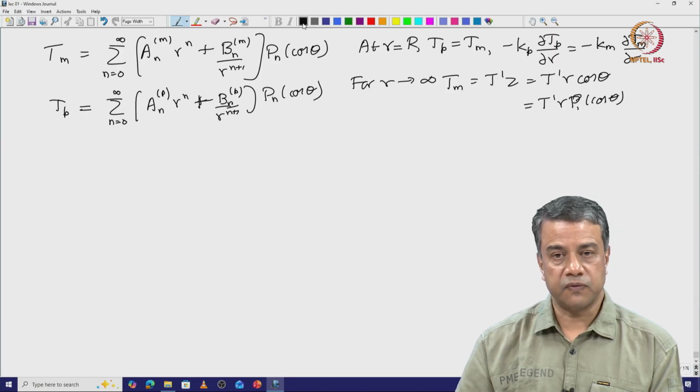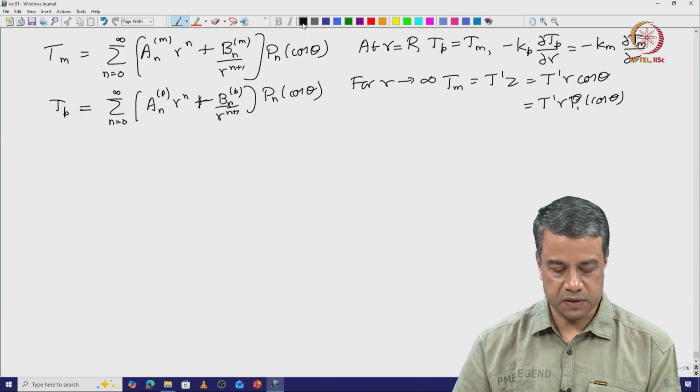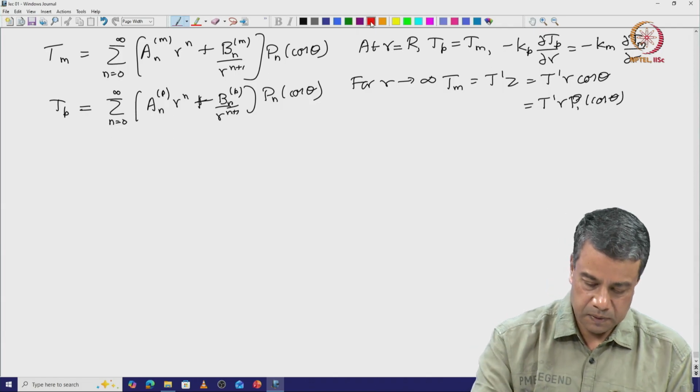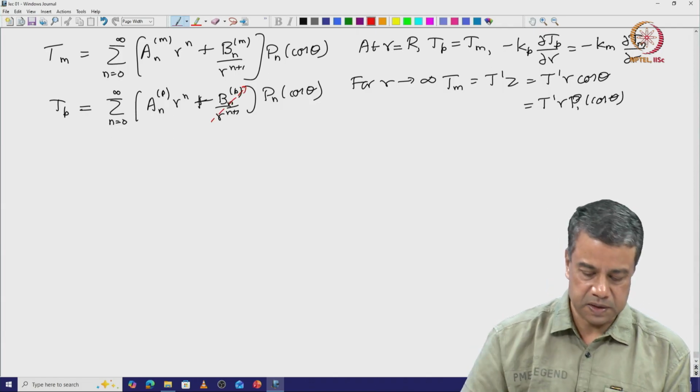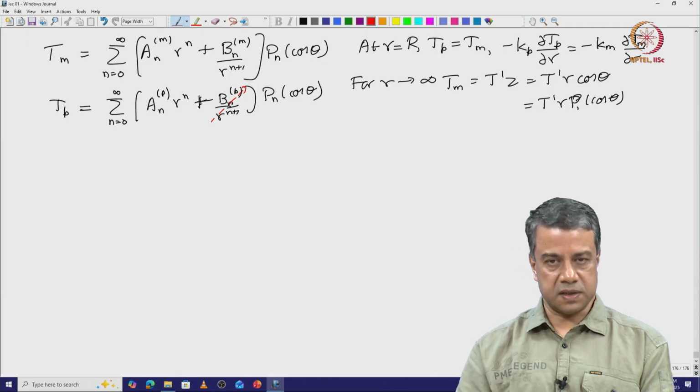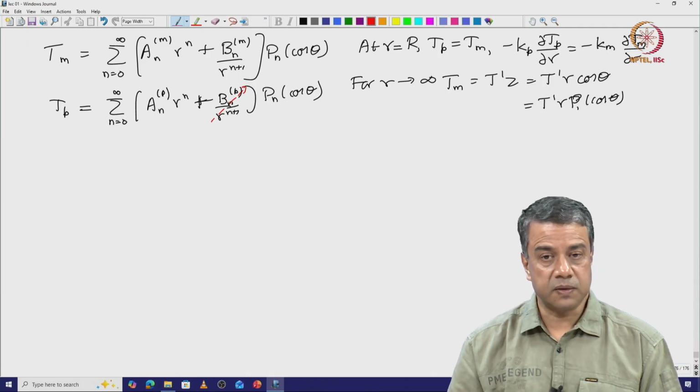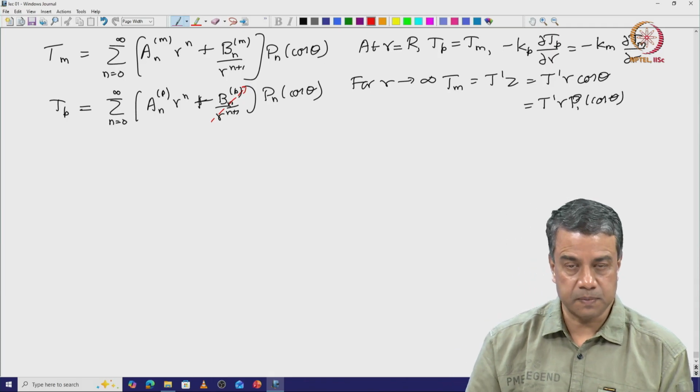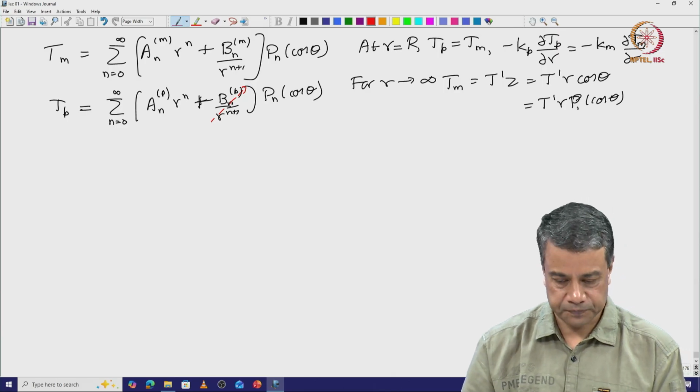For the temperature field to be finite at r is equal to 0, for the particle we require that this term is equal to 0, because otherwise the temperature field will diverge in the particle as r goes to 0.